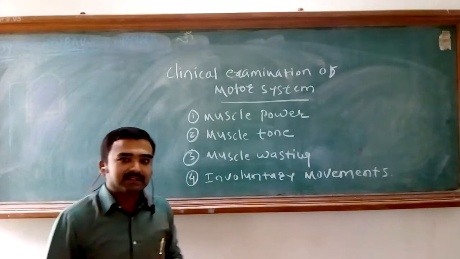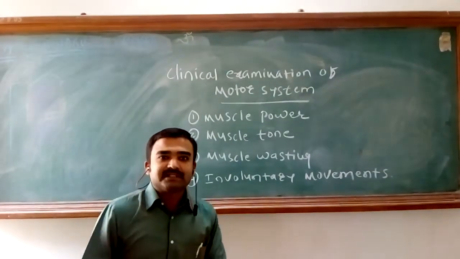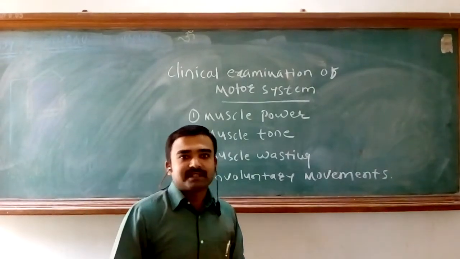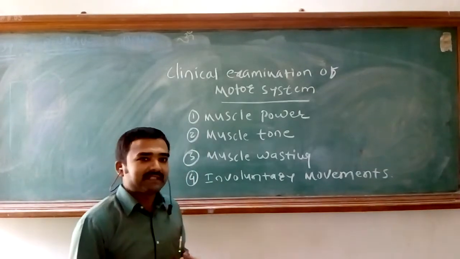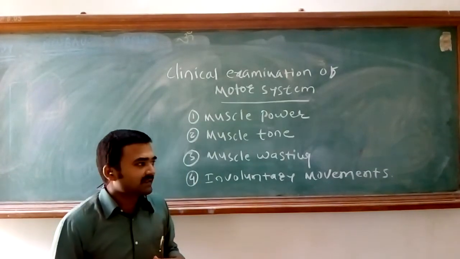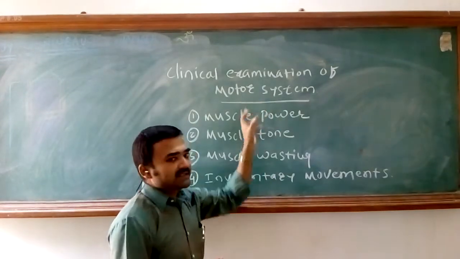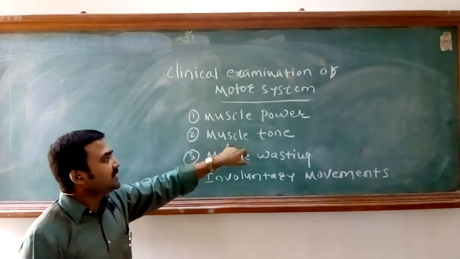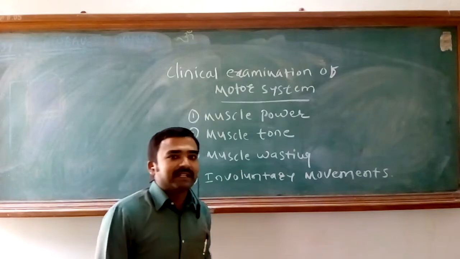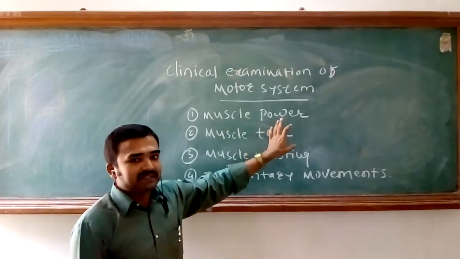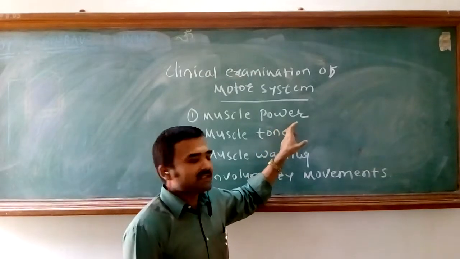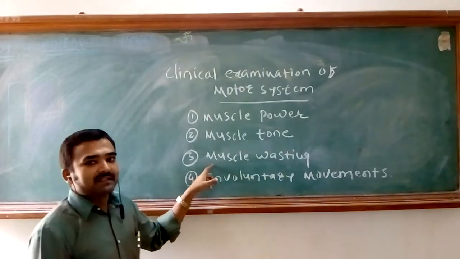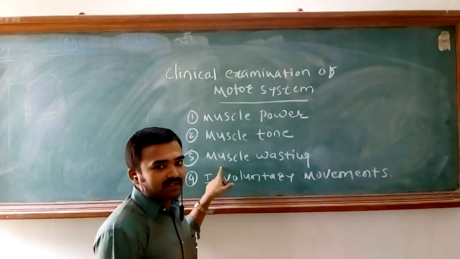If we think of our routine methods of examination of any particular system, we know that there are 4 different steps: inspection, palpation, percussion and auscultation. When it comes to the examination of the motor system, the 2 points that we have already discussed, muscle power and muscle tone, fall under palpation. You need to palpate a particular muscle or a particular group of muscles to assess these things. But when it comes to muscular wasting, you need to do inspection of the patient.